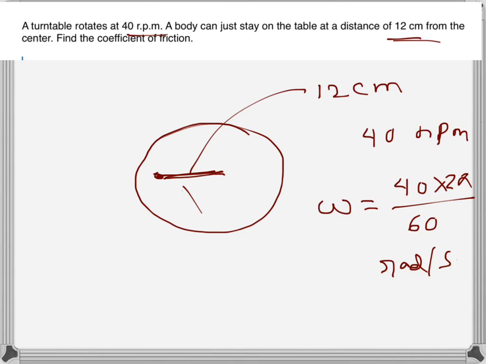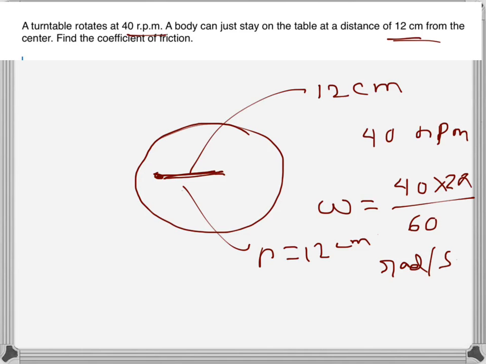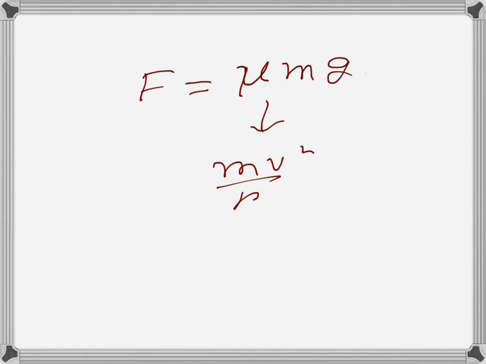So that's R here, which is 12 centimeter, and the frictional force gives the centripetal force, and we have to find the coefficient of friction. So the frictional force, which is the centripetal force, will be coefficient of friction times mass times g, and the centripetal force, which is the same as this one, is mv square over r.